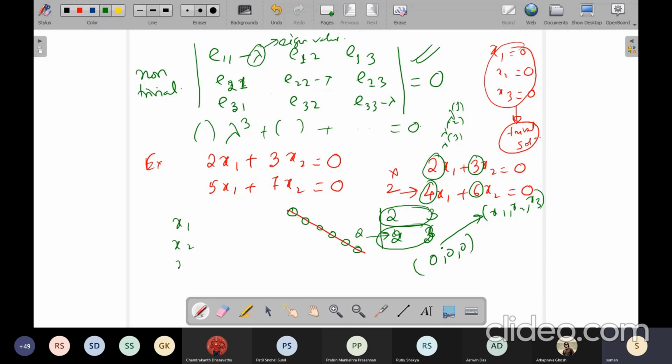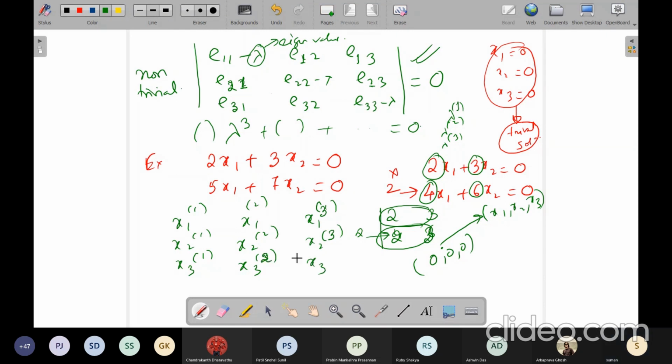For these 3 values of lambda, you will get 3 different sets of x: x1, x2, x3 with superscript 1, x1, x2, x3 with superscript 2, and x1, x2, x3 with superscript 3. So you will get 3 vectors which make it non-trivial, and those correspond to 3 different eigenvalues.